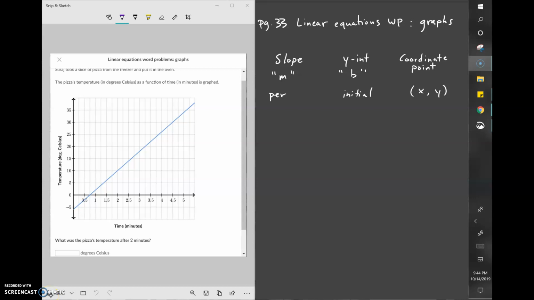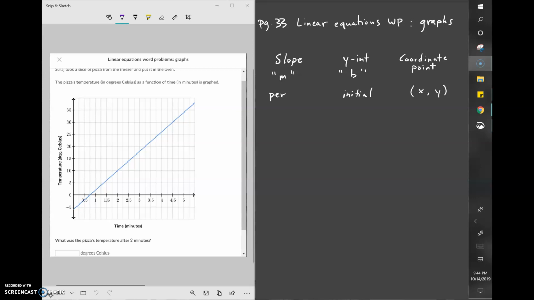Okay, today's video is going to cover linear equation word problems with graphs, and we got some notes over here, but the big thing is just to understand the problem and then figure out which of these three components it's asking you for: the slope, the y-intercept, or a coordinate point.